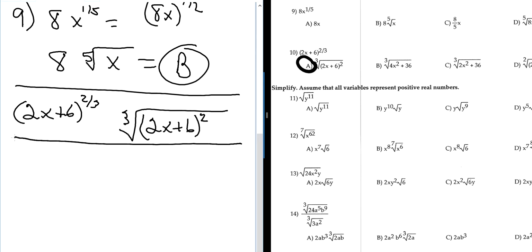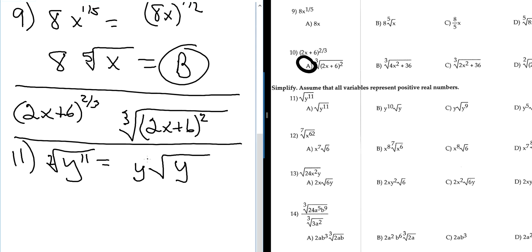We'll squeeze one more in here for number 11, and that's the square root of y to the 11th. The index is 2. 2 goes into 11 5 times, and then I'd have a remainder of 1. So that means I'm going to have a y on the inside, and then 2 went into 11 5 times, so it's going to be y to the fifth power.